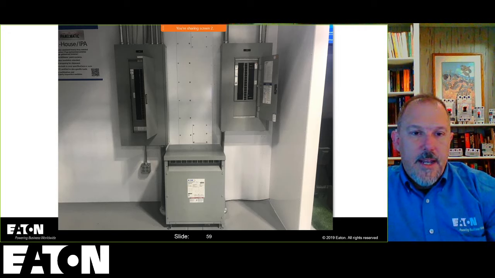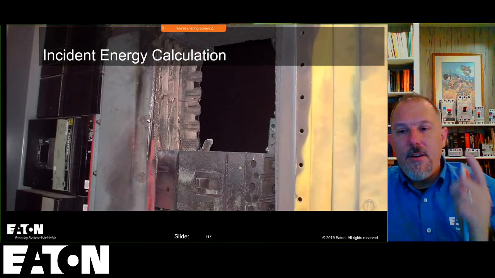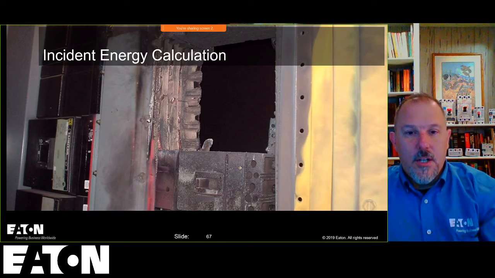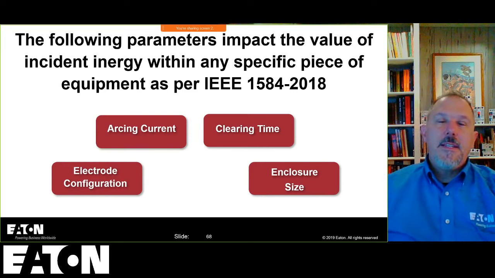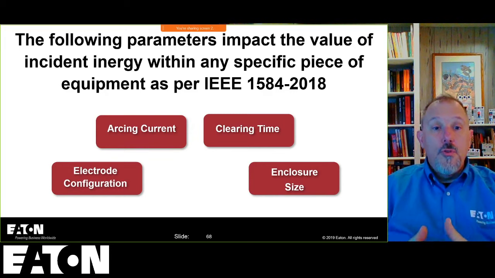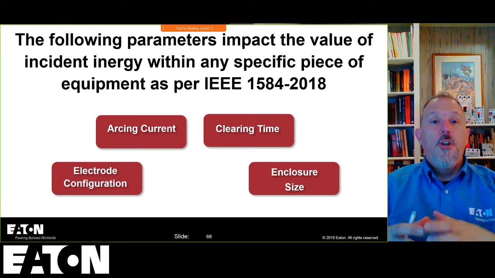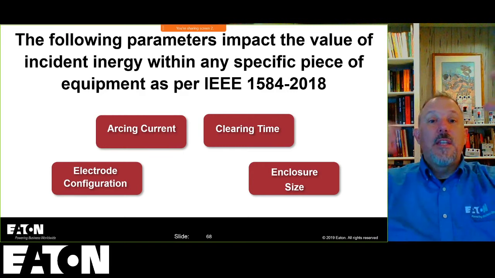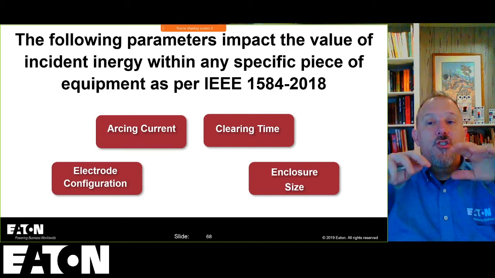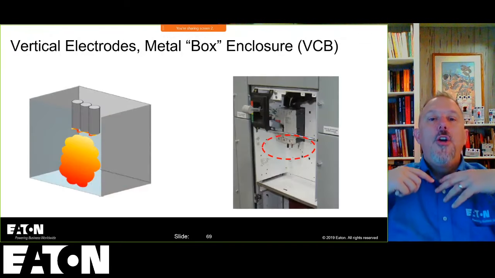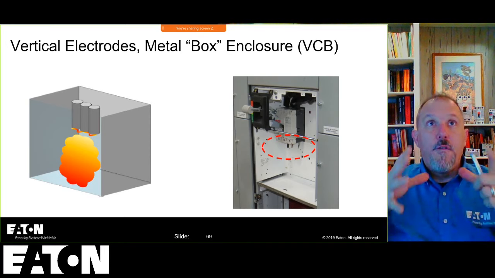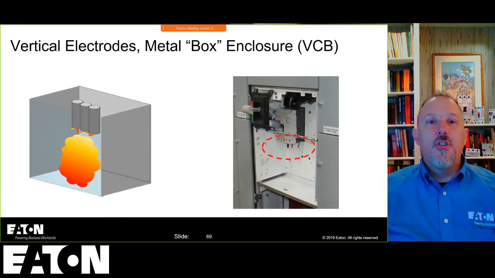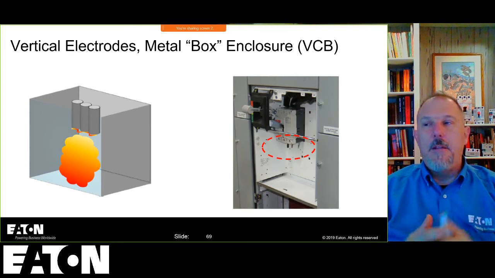I showed you the examples there and we talked about that. Let's talk about now that you've calculated the arcing currents, now you have to get into calculating the incident energy. And this is where the size of the enclosure makes a big difference. Obviously your arcing current, the clearing time, and the electrode configuration make a difference, but the smaller the enclosure, the more it focuses the energy out. The larger the enclosure, not as much energy will propagate.